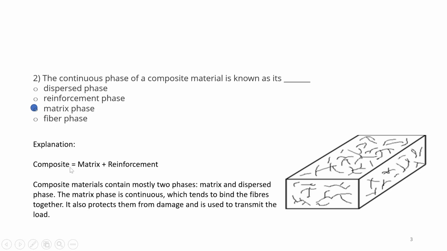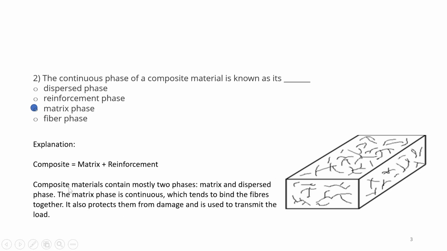Composites are mainly made with the help of two parts. First is the matrix, which is the continuous phase, and the discontinuous phase is the reinforcement, which has higher stiffness and higher hardness, and it provides strength to your material.